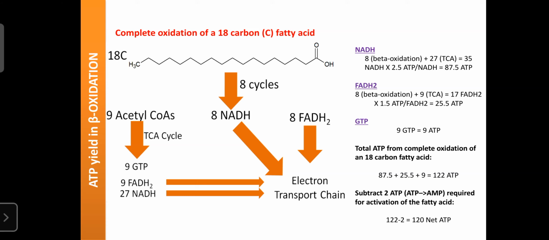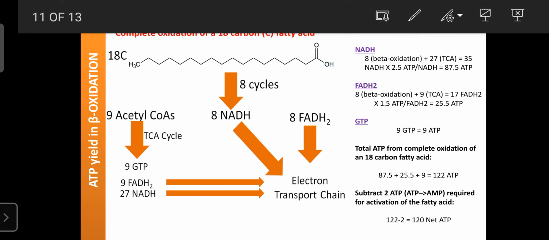So like that, an 18-carbon fatty acid can undergo 8 cycles, and during the 8 cycles it can yield 9 acetyl CoA molecules, which enter the TCA cycle and yield 9 GTP. During the 8 cycles it also produces 8 NADH as well as 8 FADH2 molecules, and further these molecules enter the electron transport chain, where they yield more ATP.